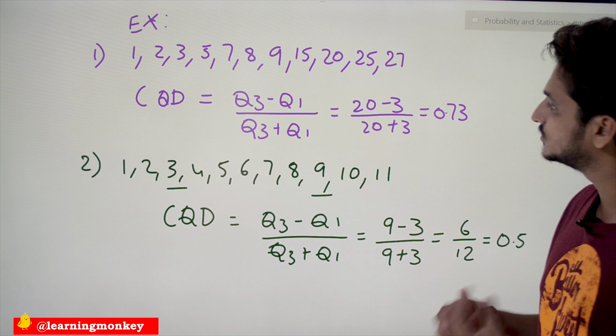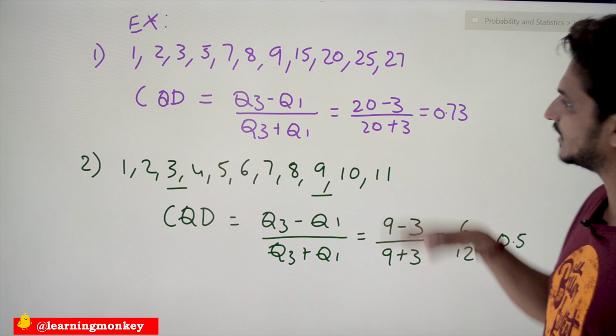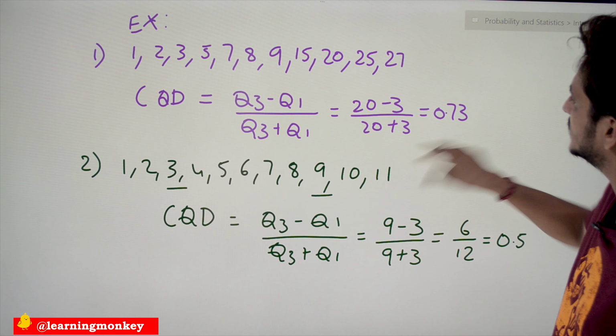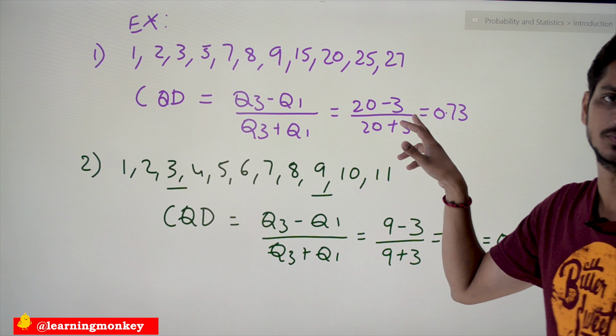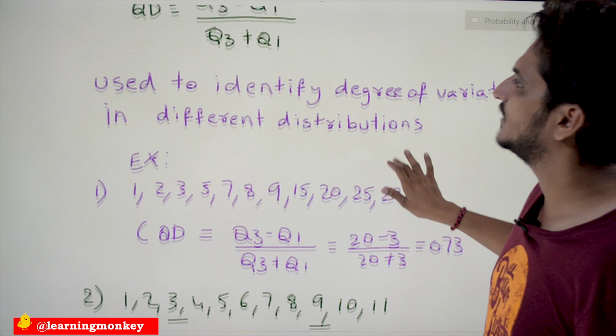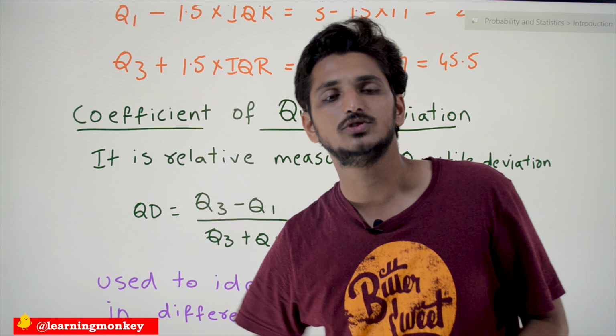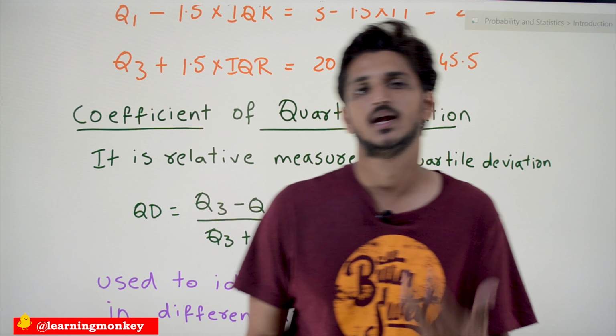This is how we use the relative measure to see which one has the highest dispersion when compared between these two distributions. The first one has more dispersion. This is how we use the relative measure of quartile deviation, which we call the coefficient of quartile deviation. These are the points you have to understand for quartile deviation.